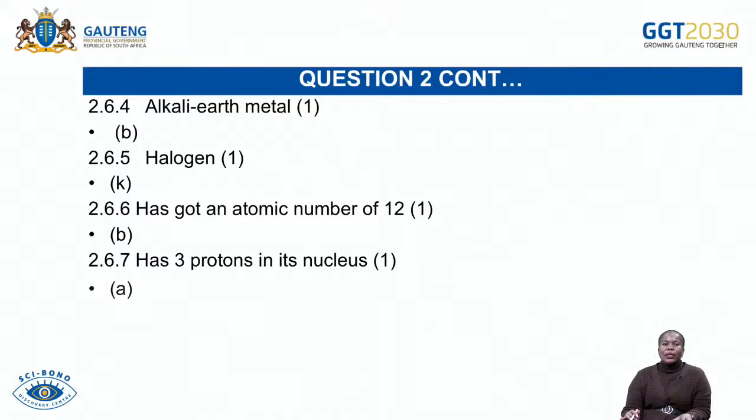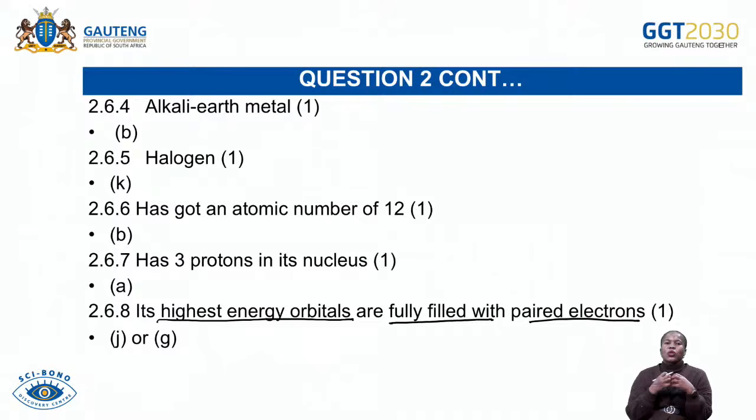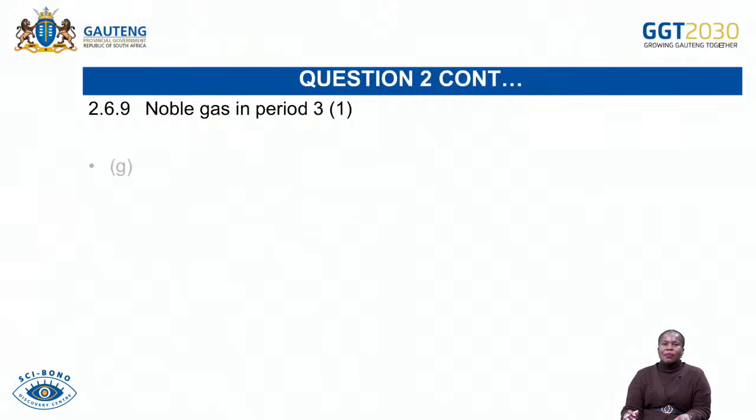And then the last one, it has the highest energy orbitals fully filled with paired electrons. These are the ones that we had referred to as the ones that are mostly stable. These are our noble gases, which are in group 18, where our J and G are located. Noble gases in period 3, there is our G as well.